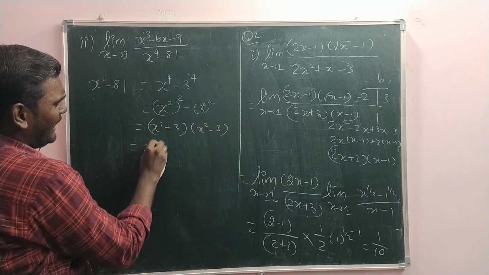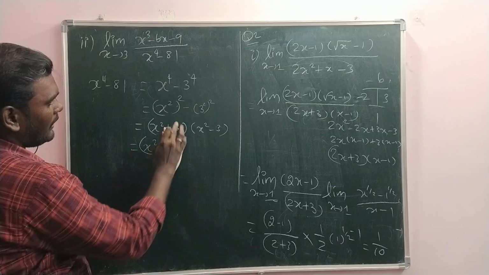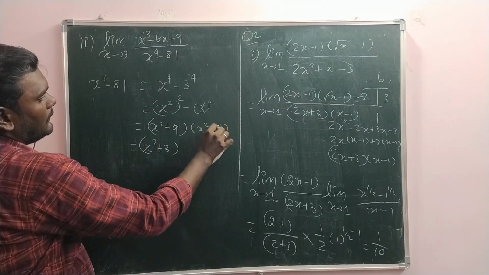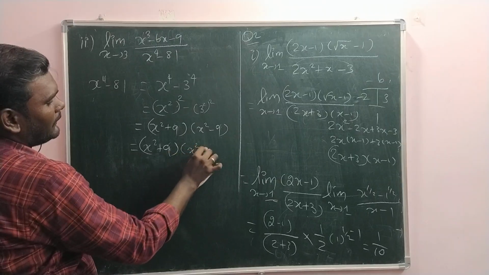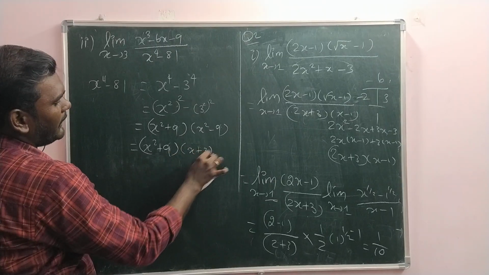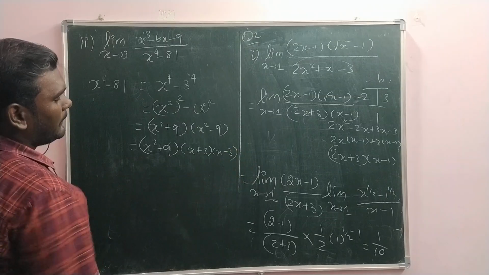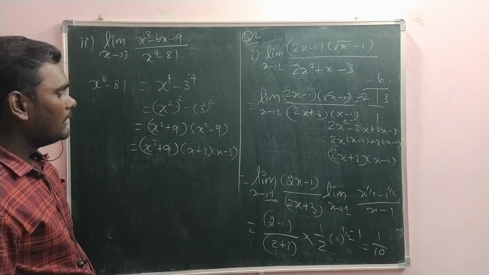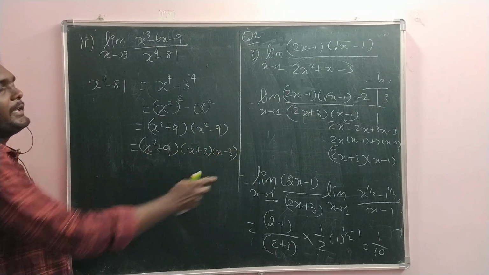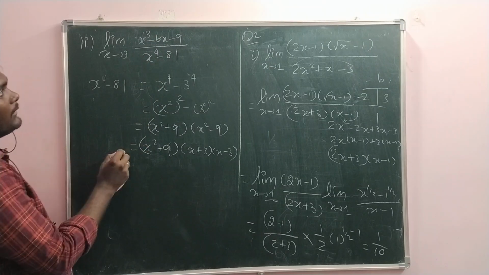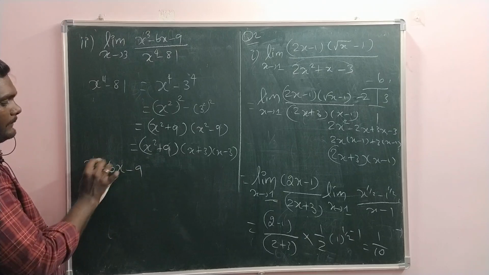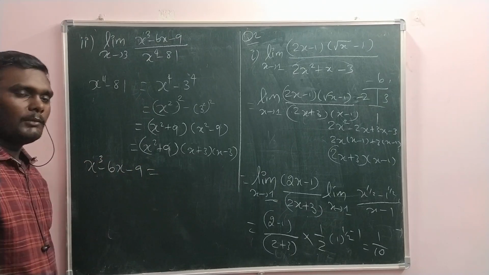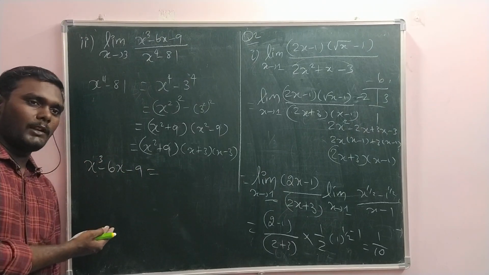Then that can be again factorized. That x square minus 9 is x plus 3 into x minus 3. So among this any one is a factor of the numerator. The numerator is x cube minus 6x minus 9. We don't know their factors. You remember the method to factorize a cubic polynomial.